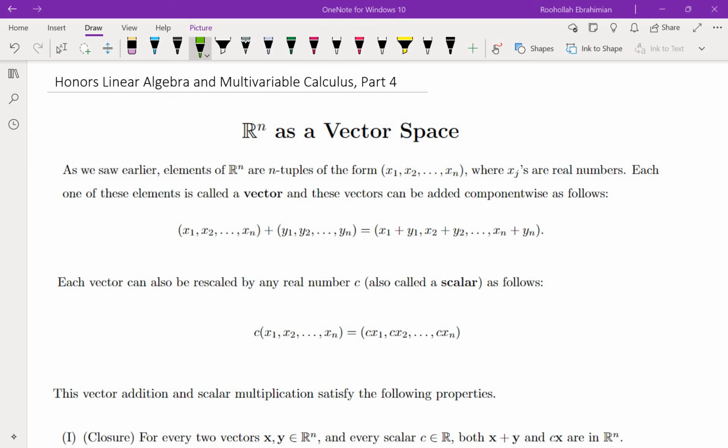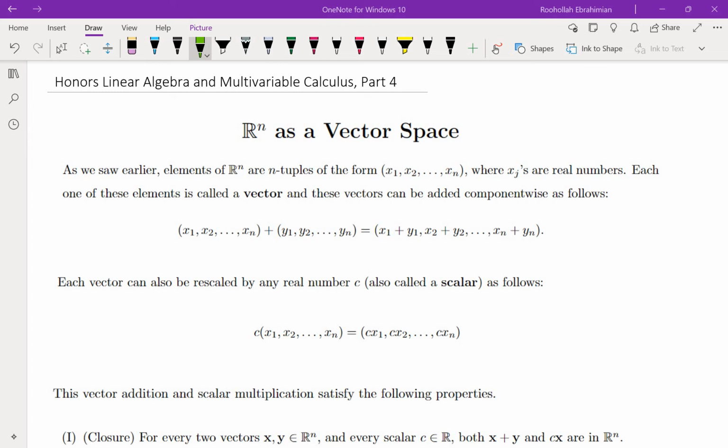In the previous video, we talked about the Cartesian product of sets, and Rn is the set of all n-tuples of the form (x1, x2, ..., xn), where the xj's are all real numbers. Each of these elements is called a vector, and what we're going to do is define an operation between these vectors.